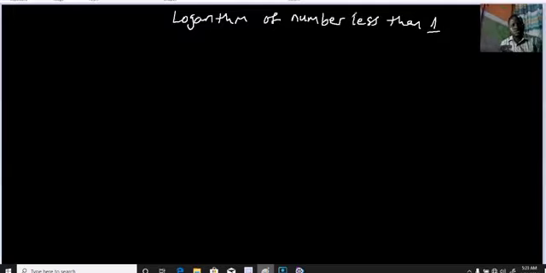Let's look at this topic, for those of you in year 11 or SS2. Here is the logarithm of a number less than 1. Now, about the logarithm of a number greater than 1, you have log of a number greater than 1.